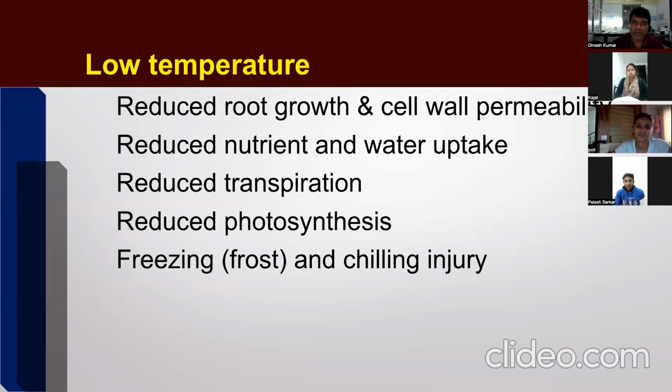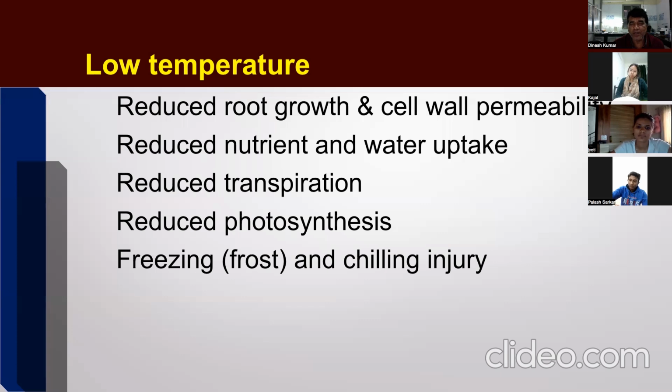Volume of water may increase. Reduced nutrient and water uptake due to low temperature because cell wall permeability is reduced. Reduced transpiration, reduced photosynthesis, and freezing and chilling injury. Freezing and chilling injury can happen to the plant. Freezing injury happens in temperate plants, and chilling injury happens in tropical and subtropical plants.